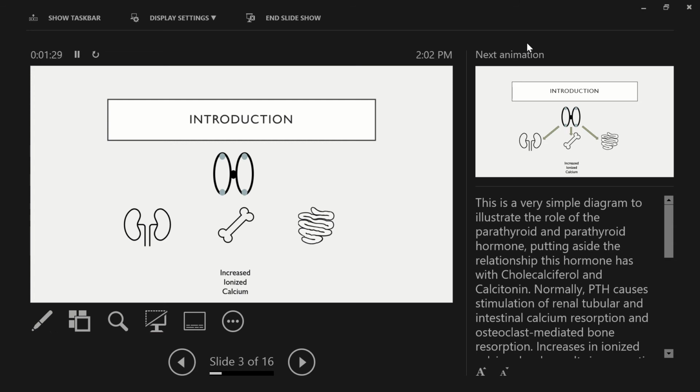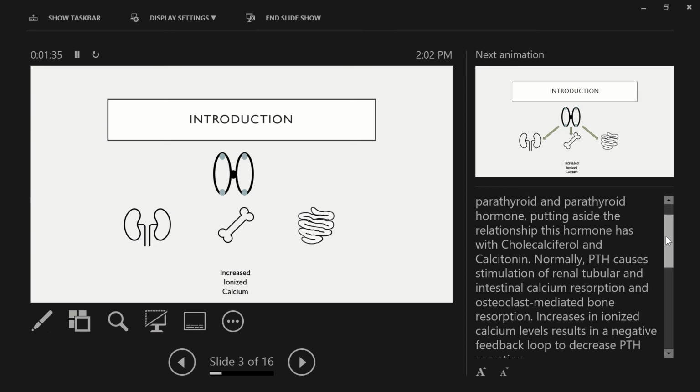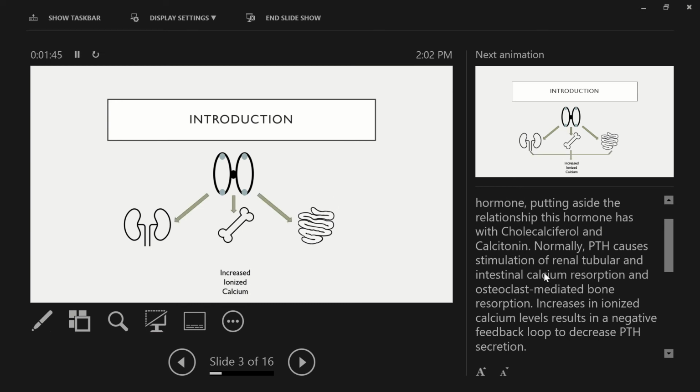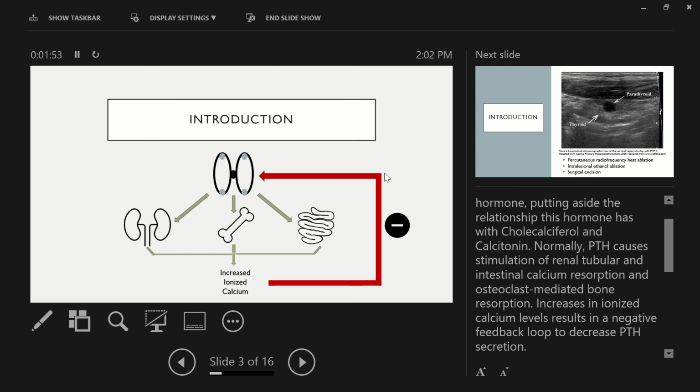So to introduce a really quick refresher on the parathyroid, this is a very simple diagram to illustrate the role of the parathyroid and parathyroid hormone. Putting aside the relationship this hormone has with cholecalciferol and calcitonin, normally parathyroid hormone causes stimulation of renal tubular and intestinal calcium resorption and osteoclast-mediated bone resorption, which results in increased ionized calcium levels, and of course this results in a negative feedback loop, which ultimately should decrease parathyroid hormone secretion.